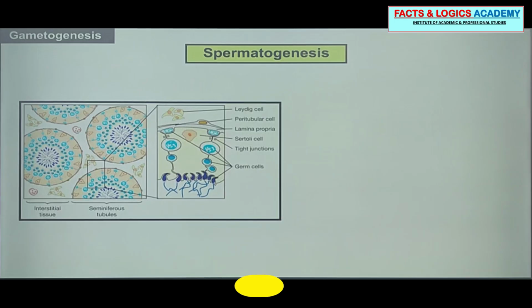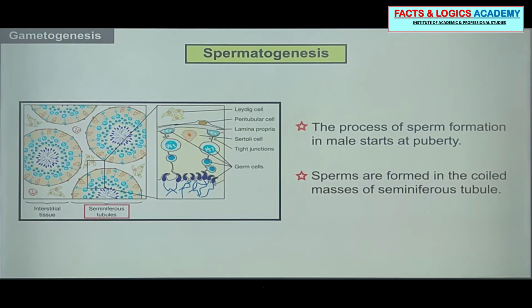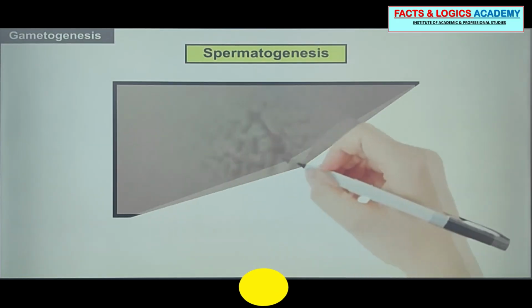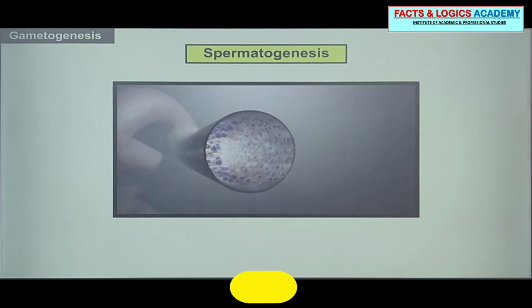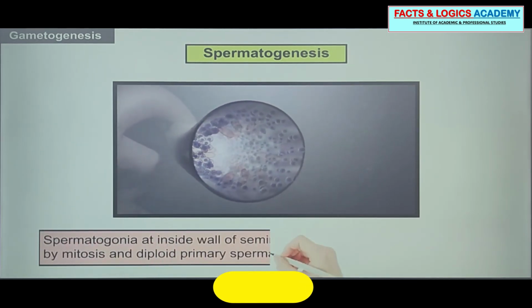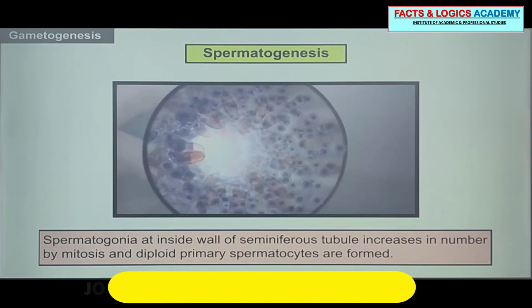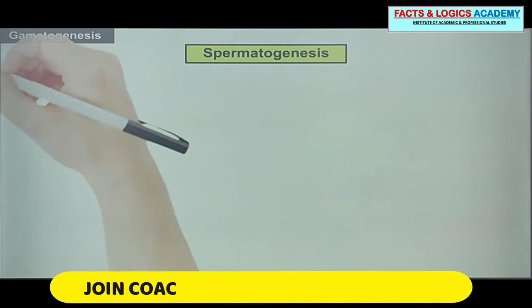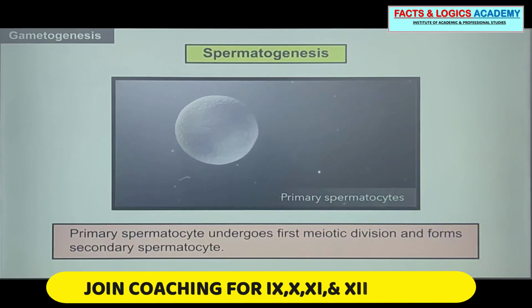Students, we know that the process of sperm formation in males starts at puberty. Yes, the coiled masses in seminiferous tubules are responsible for the formation of sperm. Inside wall of seminiferous tubule contains spermatogonia, or the immature germ cells. Spermatogonia increases in number by repeated mitotic division, and all of them are diploid, having 46 chromosomes. Some of them, called primary spermatocyte, undergo meiotic division and form the secondary spermatocyte.